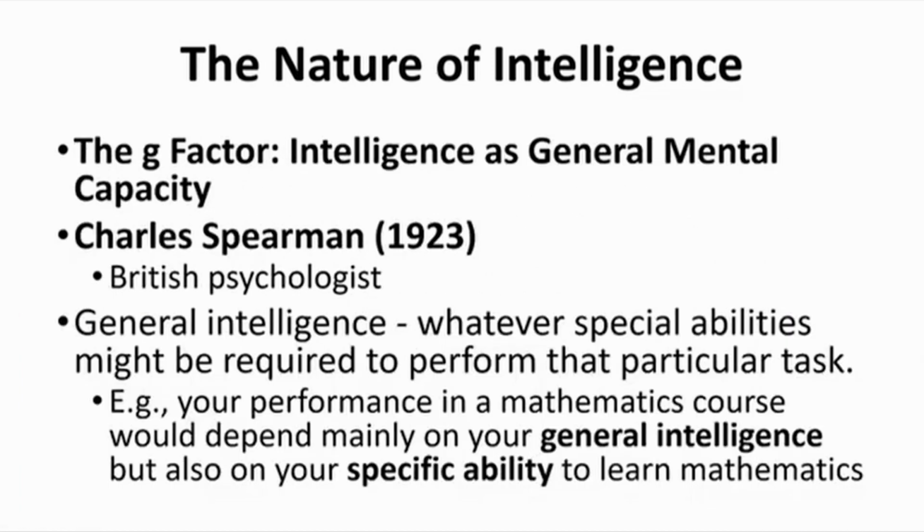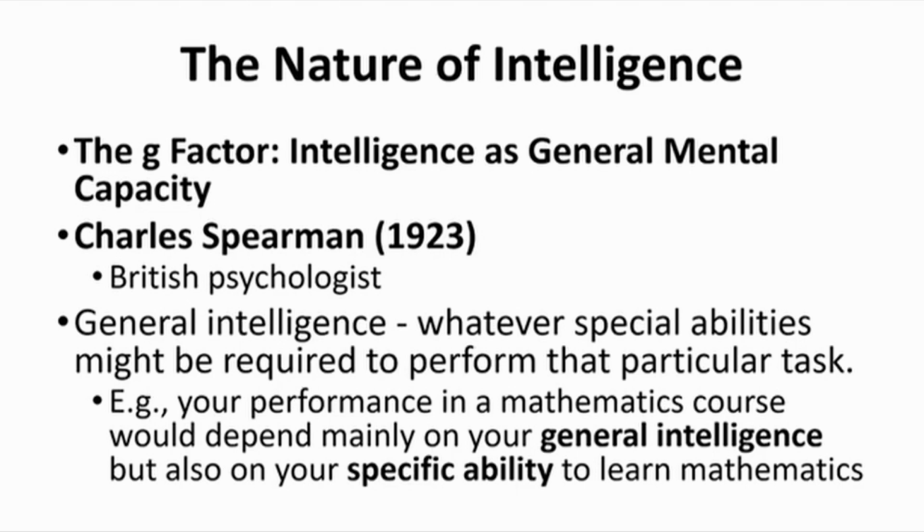The earliest psychometric argument for intelligence was proposed by Charles Spearman in 1923. He was a British psychologist who had observed that children taking different subjects in school tended to do well overall on most subjects, but their performance in each individual subject wasn't always perfectly correlated. So, for example, a child might be not very good at math, but would do well in English and history and other courses like that.